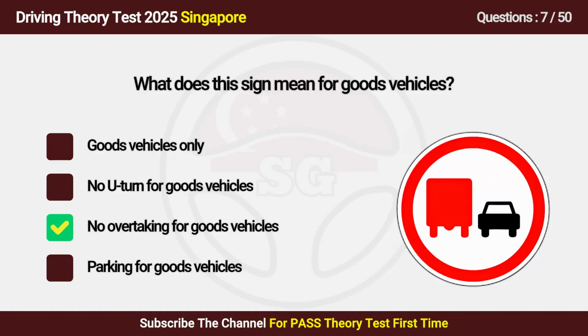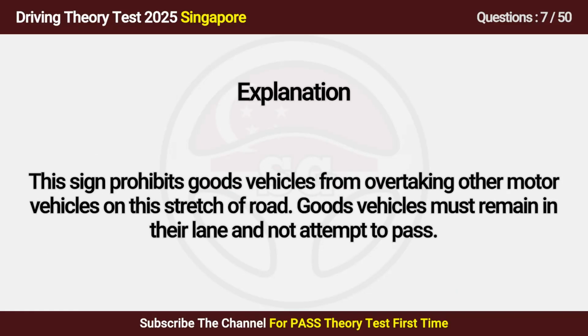Answer is C. No overtaking for goods vehicles. This sign prohibits goods vehicles from overtaking other motor vehicles on this stretch of road. Goods vehicles must remain in their lane and not attempt to pass.